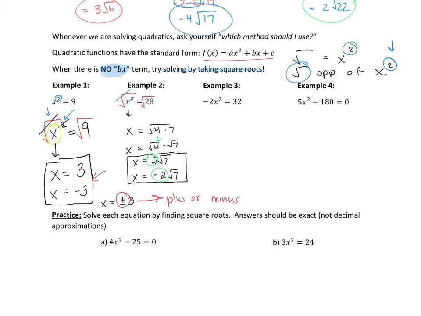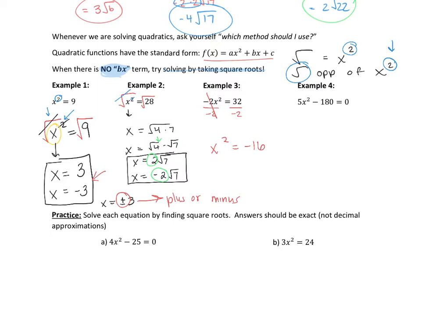So here, I do not have x squared by itself. So I have a negative 2 there. So in order to get x squared by itself, that's my first step, I need to divide by a negative 2 to each side. Okay? Now these negative 2's will cancel, and I'm left with x squared equals negative 16.